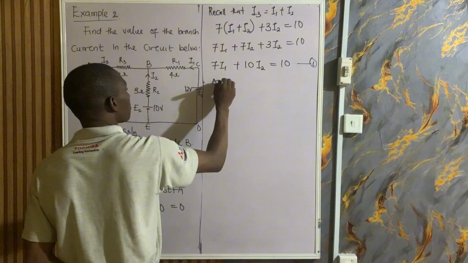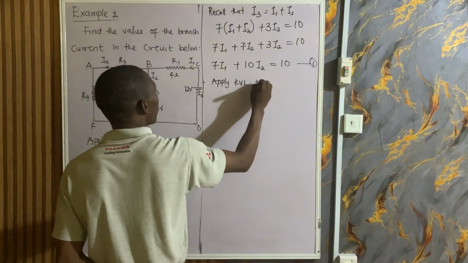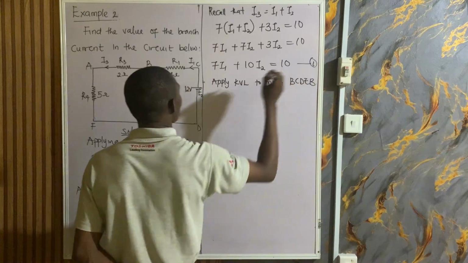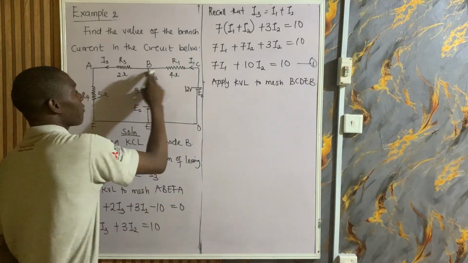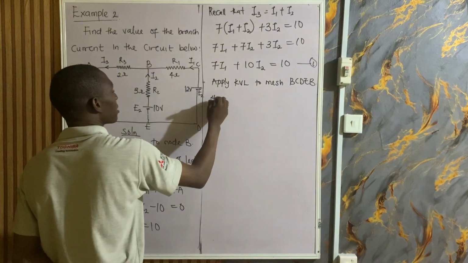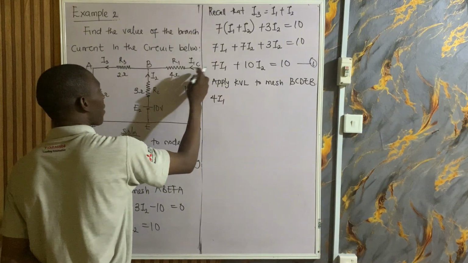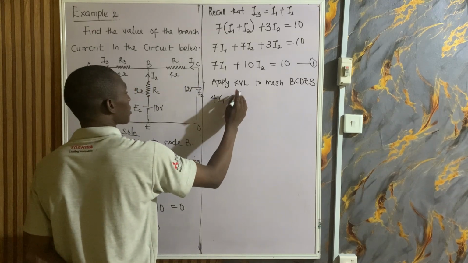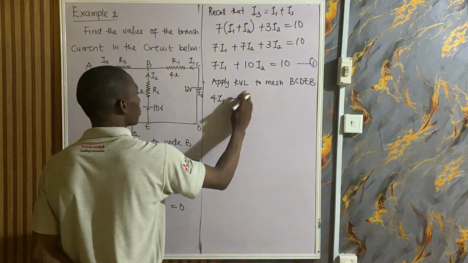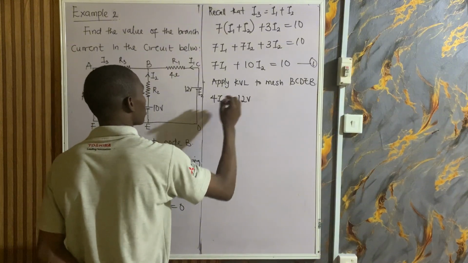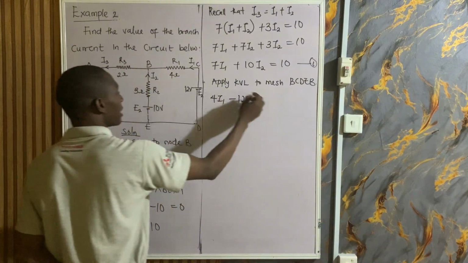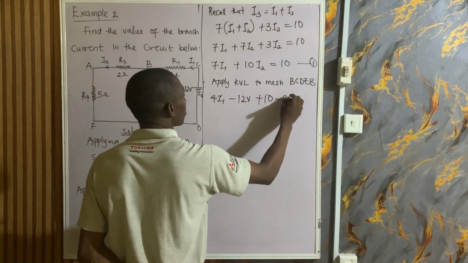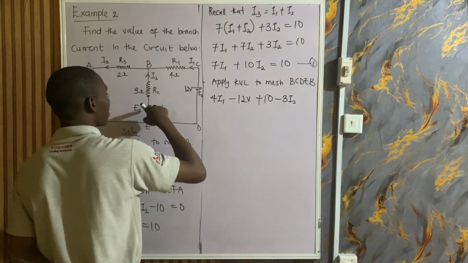Again, apply KVL to mesh BCDEB. Let's go with that now. Starting from here, this will be 4I1 positive, because I'm moving from B to C, where current is going in the opposite direction, so a voltage gain. Then this will be minus E2, which is minus 12 volts. Nothing is here. And then this will be plus 10, and then minus 3I2. Plus 10 because I will see the longer terminal lastly.